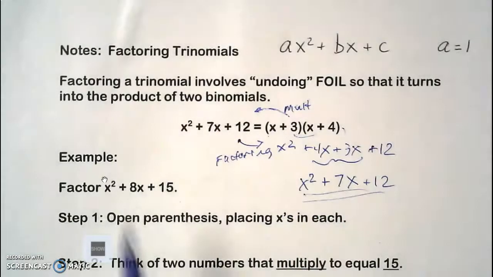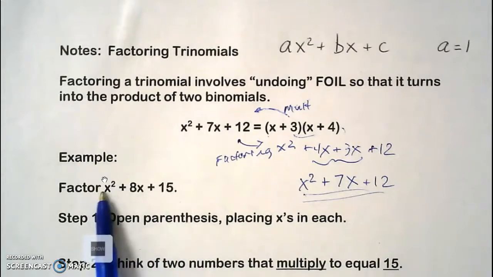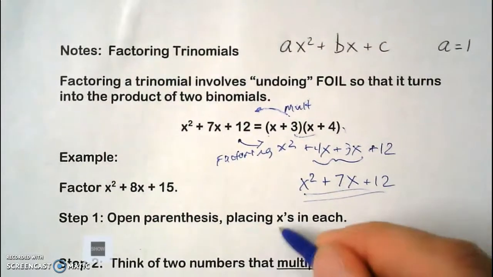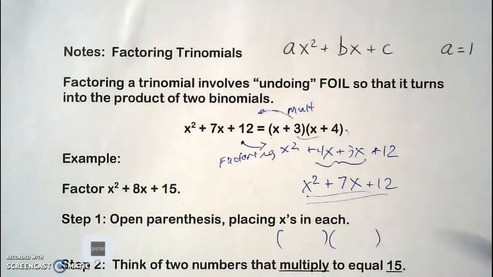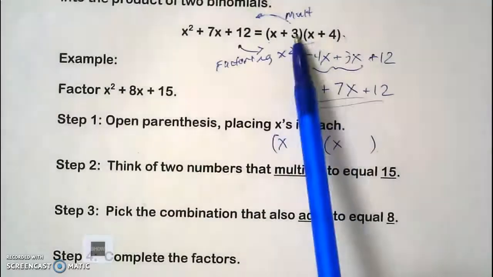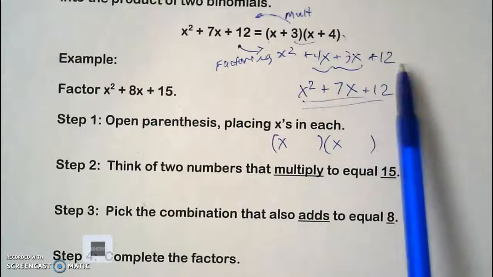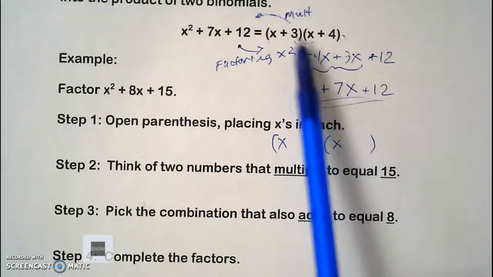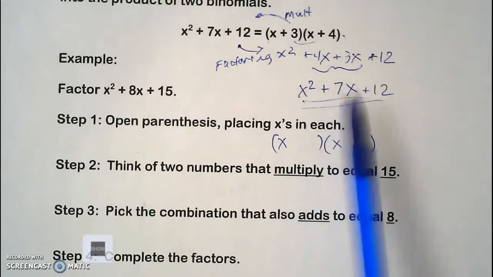Okay, so here's an example. So you're just given a trinomial. See, there's a hidden 1 in front of this. And step 1 says, open parentheses, place an x in each. So you write 2 sets of parentheses. You put an x here in the front of each. Now, if you noticed, I multiplied that 3 and the 4. That's where I got the number on the end. See, and also I added the 3 and the 4, and that's where that 7 came from.